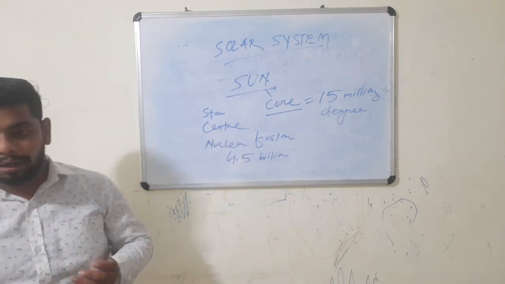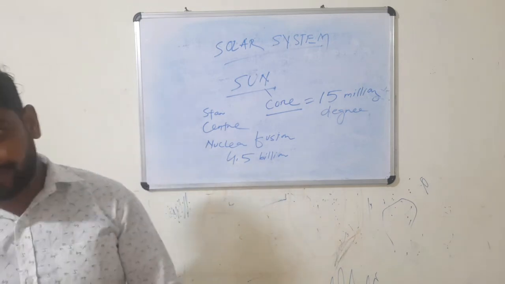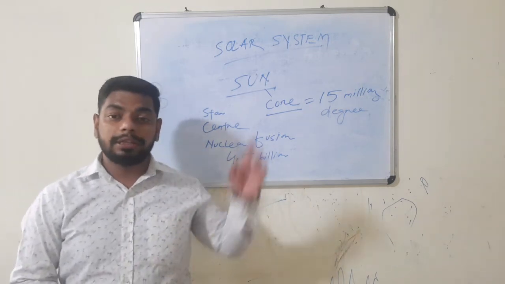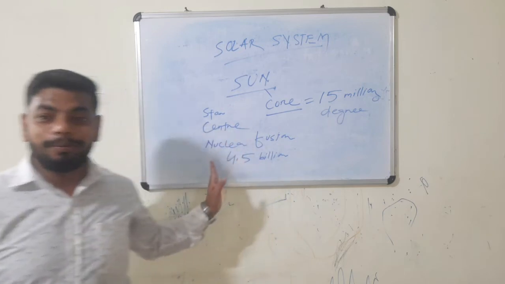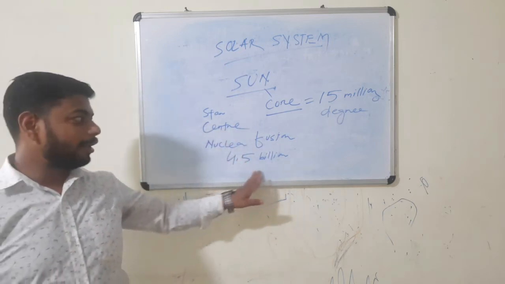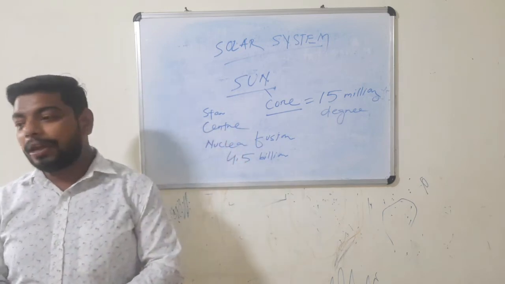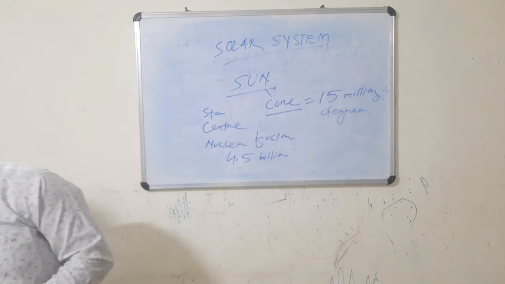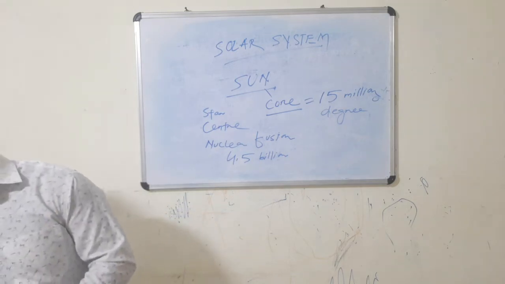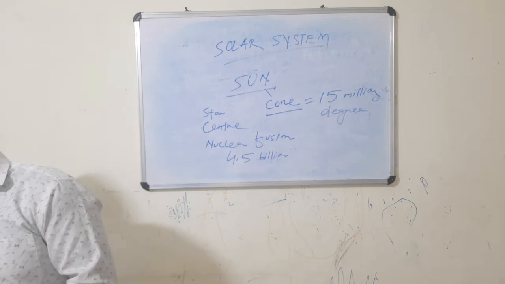Got it? Written? Next, how old is the sun? It is 4.5 billion years old.